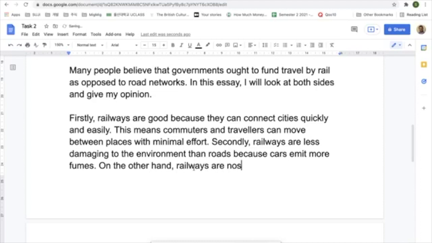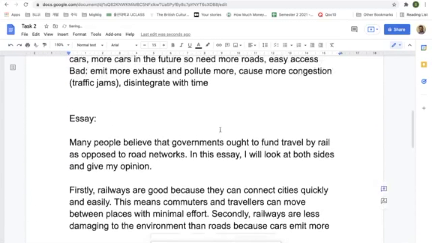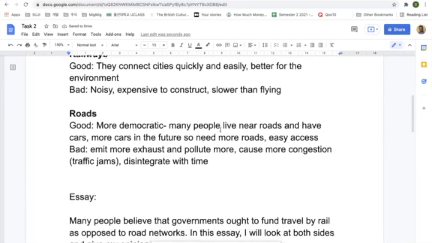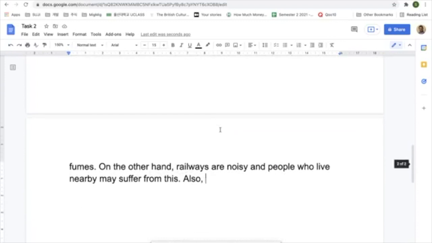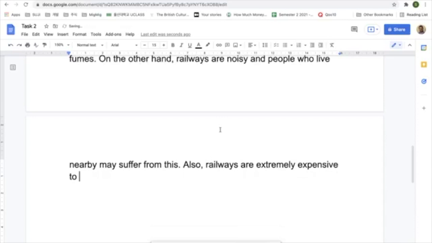Railways are noisy and people who live nearby may suffer from this. Also, what else can we say? What was the other point? Oh, they're expensive to construct. Also, railways are extremely expensive to build, and this may be a drain on government funds. Okay, all right, cool.